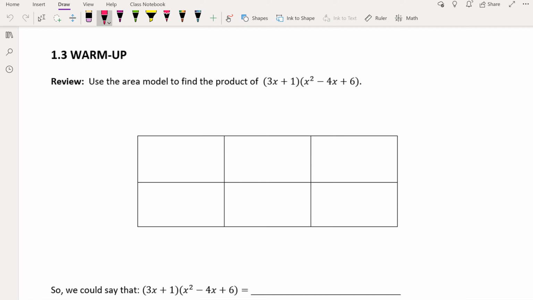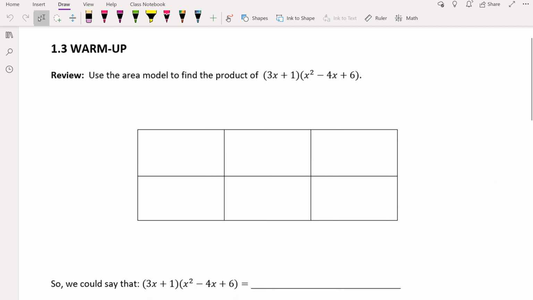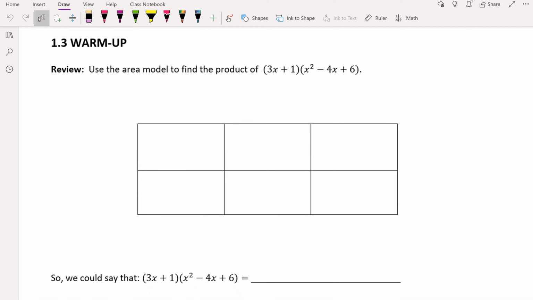All right, y'all. Today we have another new topic for Algebra 2, but we are going to start with a warm-up. So in your notes, please write 1.3 warm-up and then get ready to solve this problem. This is review, and this is our problem that we need to solve.